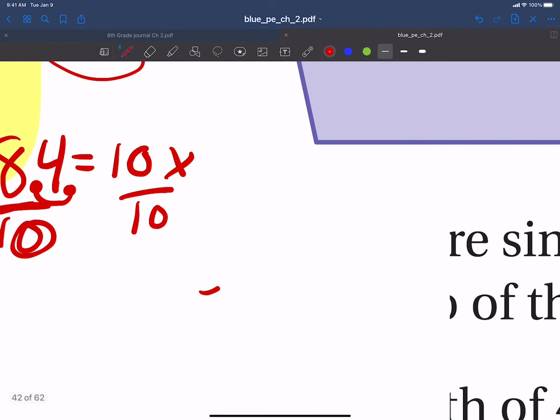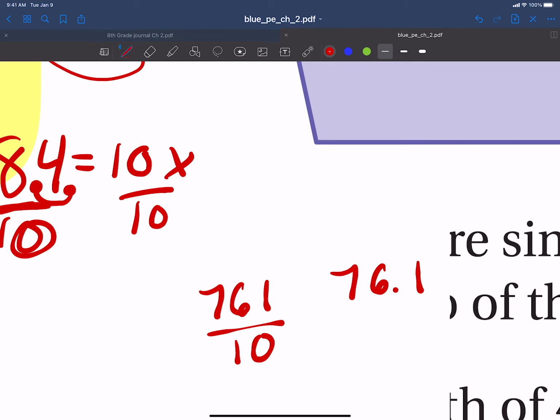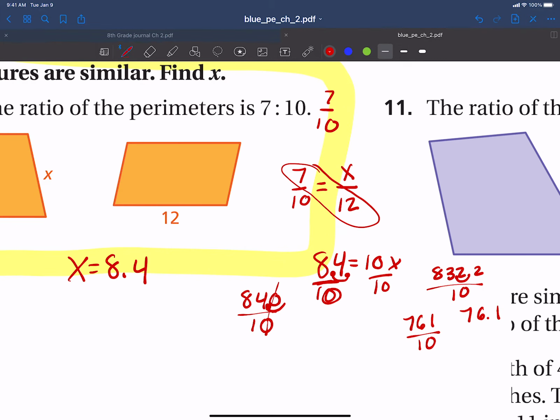What if this was 761 divided by 10? 76.1. Okay, what if I said 832.2 divided by 10? It would be 83.2. Good. That was just a little side math lesson in there.